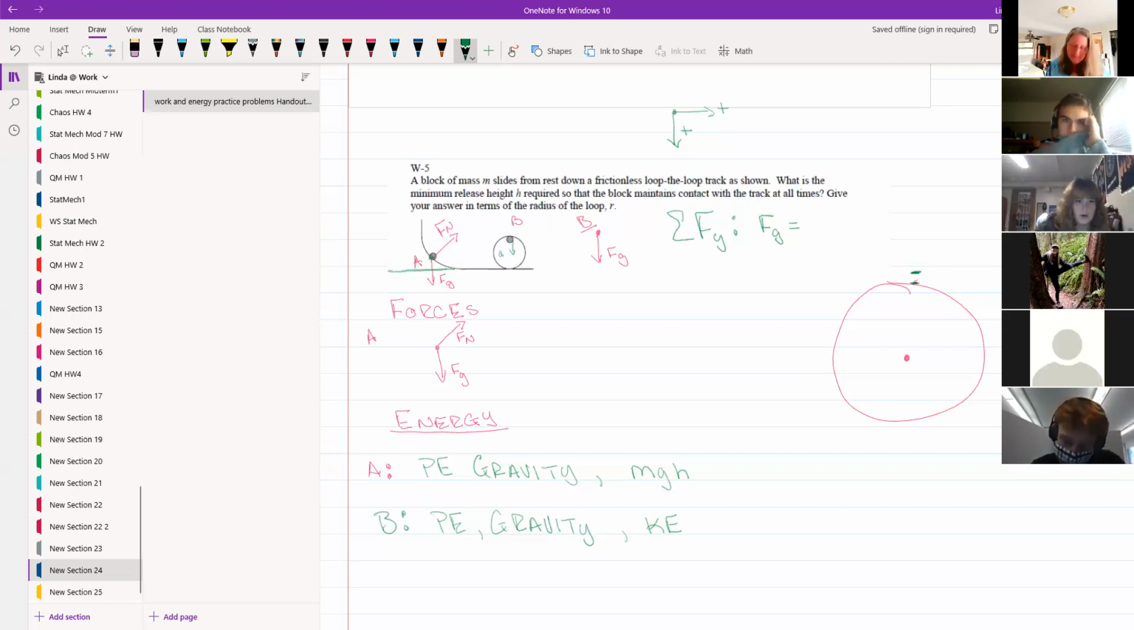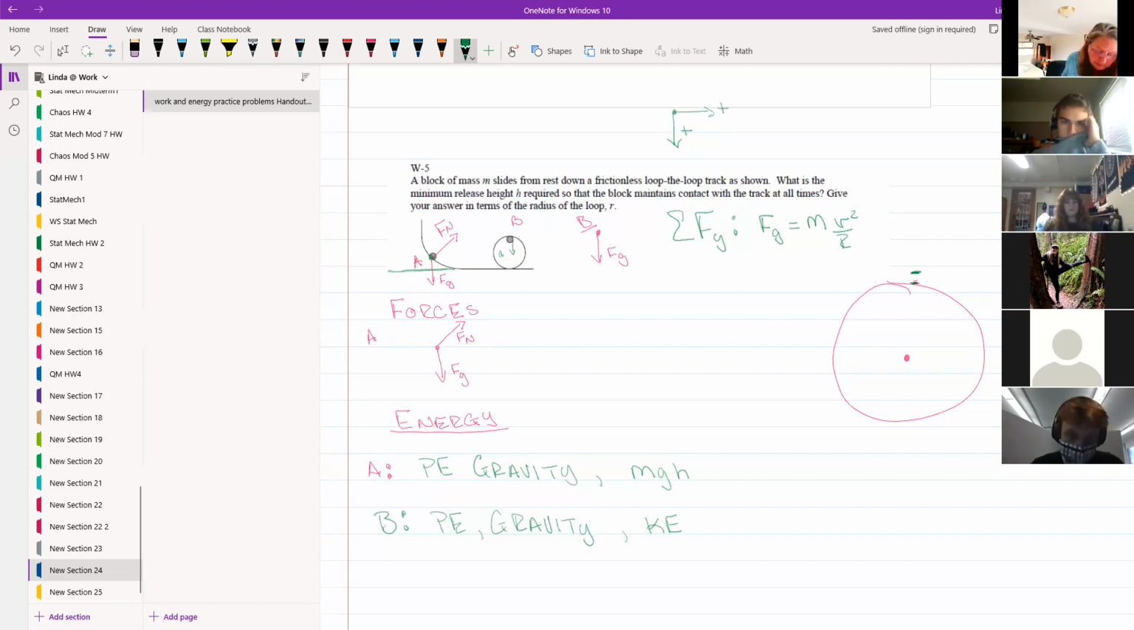mv squared over r. Perfect. So remember, mass times acceleration for net force. If I'm going in a circle, which in this case I am, then my acceleration is defined as v squared, the tangential velocity, over the radius of that circle. Cool. So let's see, we want to define the height this thing has to be.